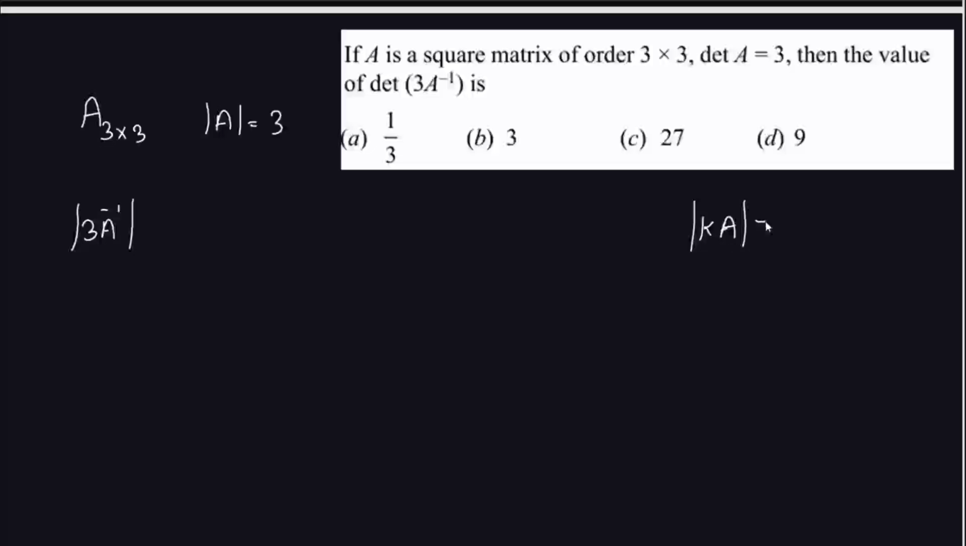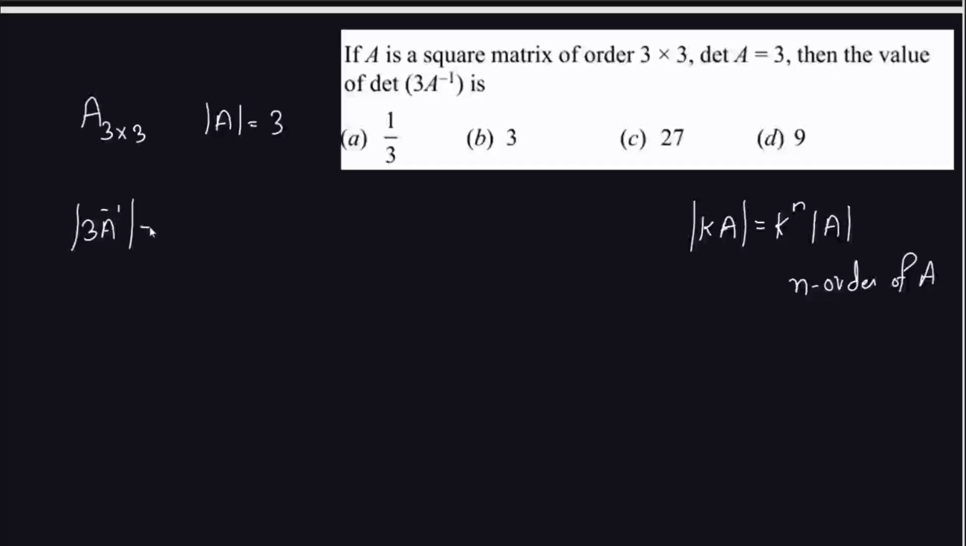Moving to the next question. If A is a square matrix of order 3 cross 3, that means what? A is a matrix of order 3 cross 3. And what is given? Determinant of A is 3. What is asked? Determinant of 3A inverse. Remember a trick always. Determinant of kA is kⁿ into determinant of A, where n is the order of matrix A. This is the trick you have to use to solve this problem.